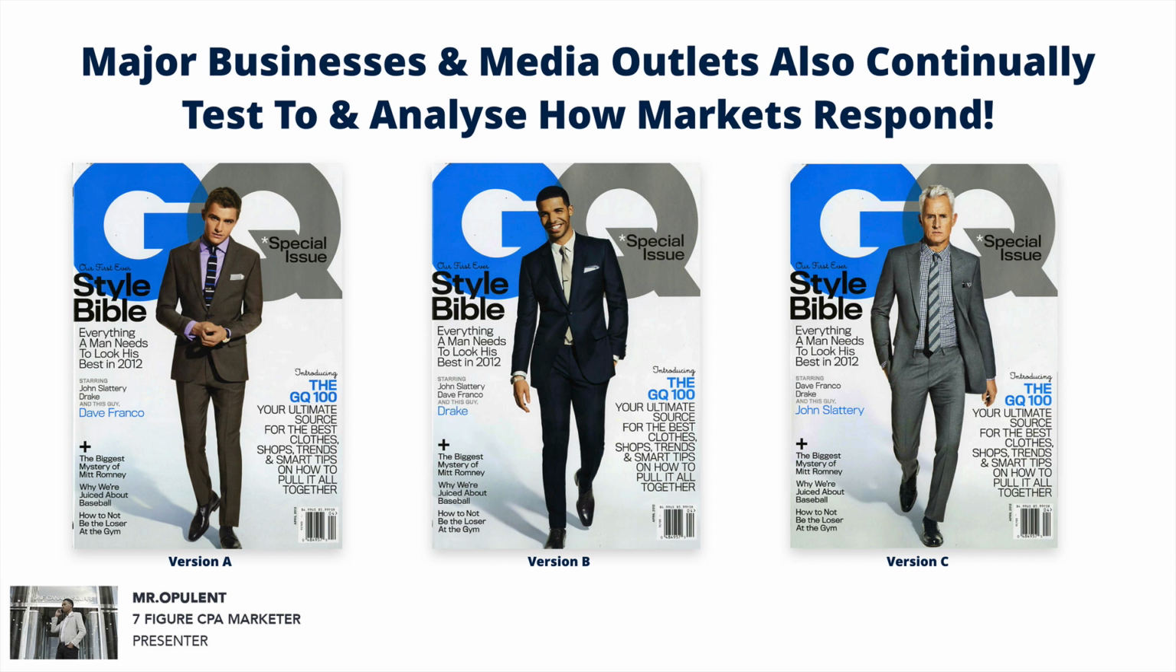So, for example, a lot of urban people might resonate with Drake. A lot of young girls might resonate with Dave Franco. A lot of older people might resonate with John Slattery. And then once they put a few of these magazines out there in public, they can see exactly which people are resonating with which magazines and do a bigger run of the magazines that are getting bought the most.